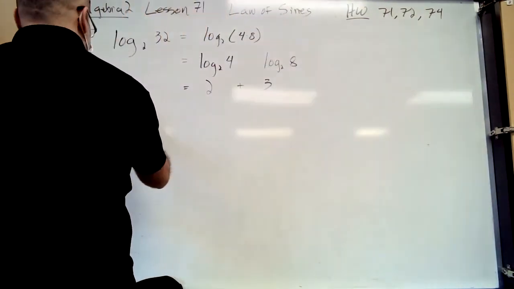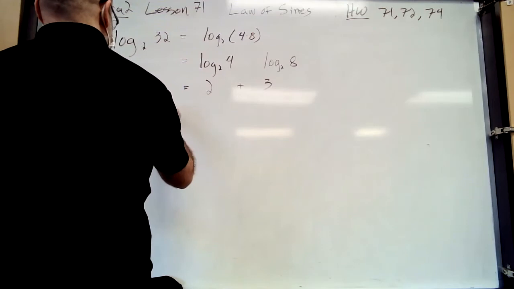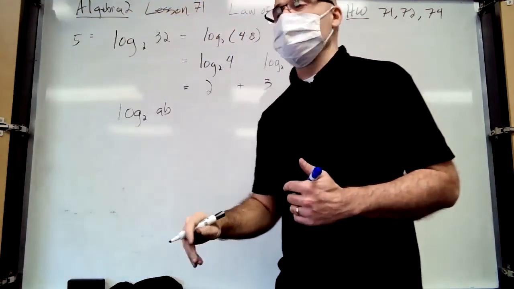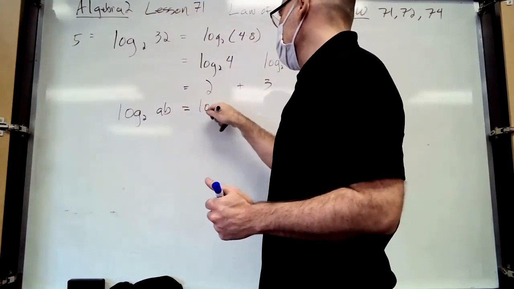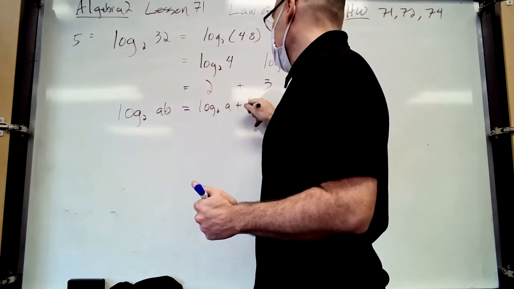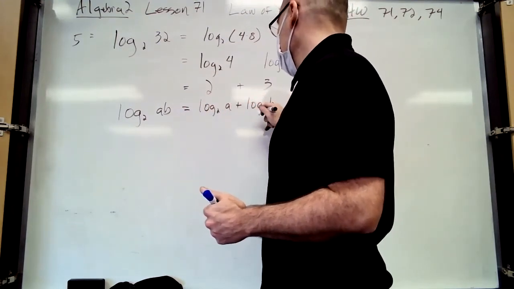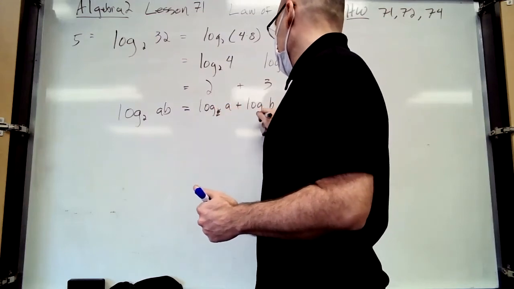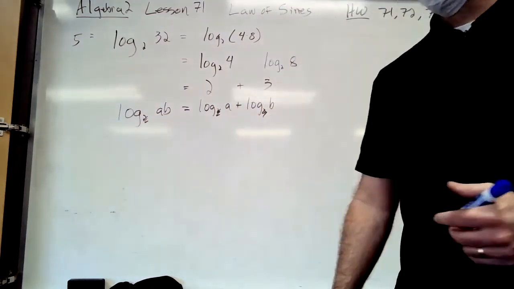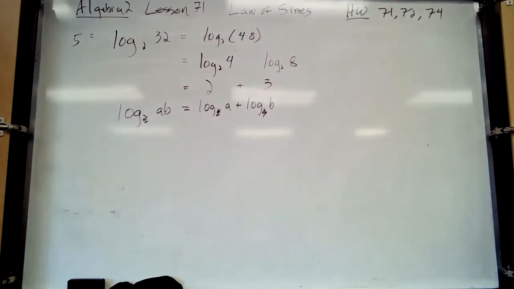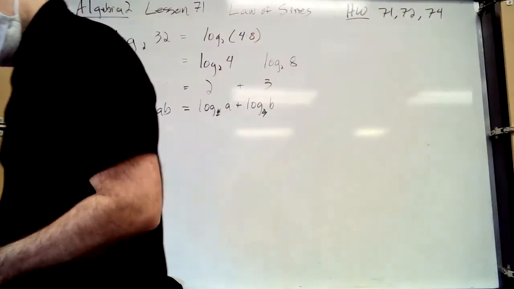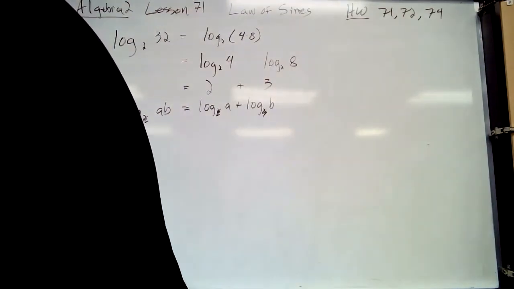So here's the deal. When you have log base 2 of a product, it's just log base whatever of A plus log base whatever of B. Now it doesn't have to be 2. It can be anything. So it becomes an addition problem, which makes sense because remember those properties of exponents: when you multiply exponential expressions, what do you do with the exponents? You add them. So it makes sense that you add these logarithms when you're dealing with multiplication.